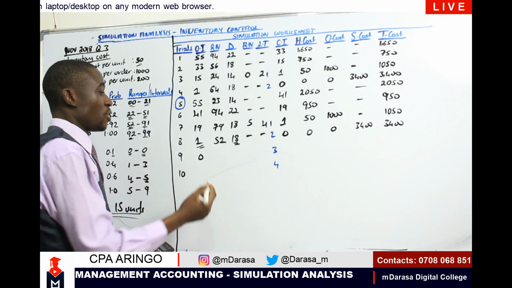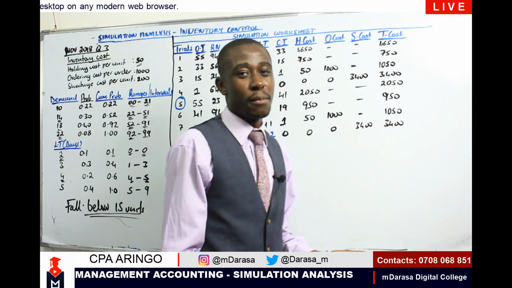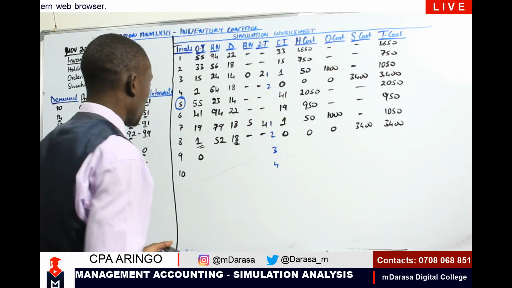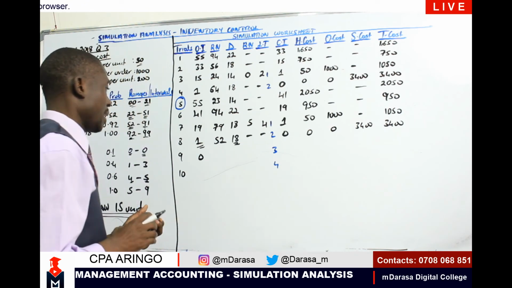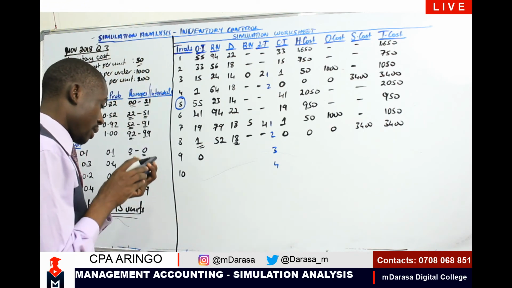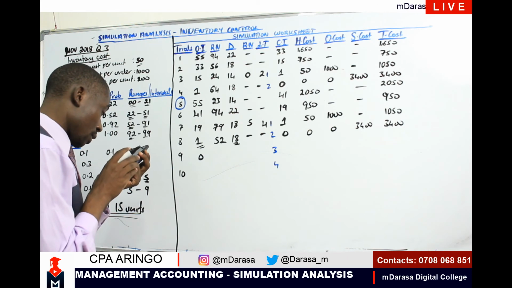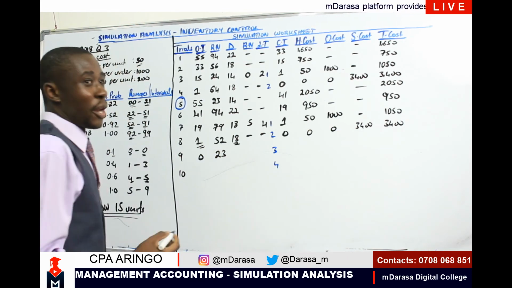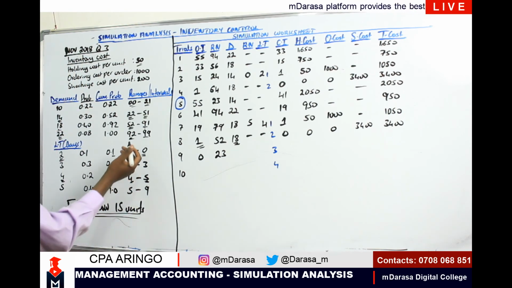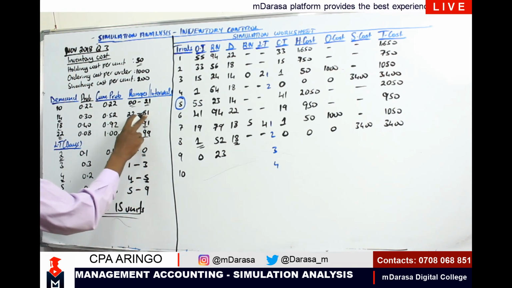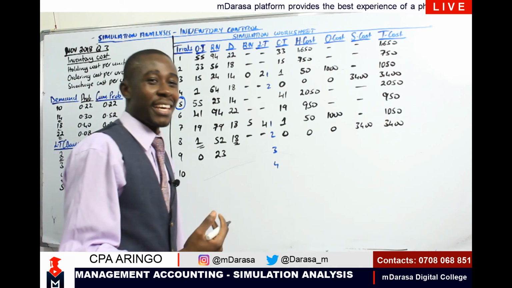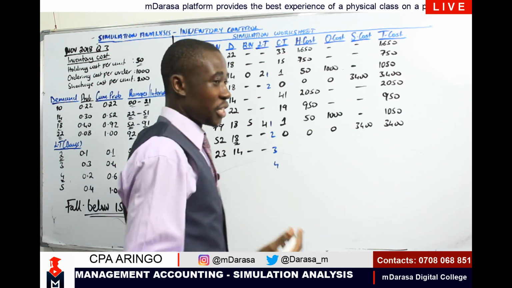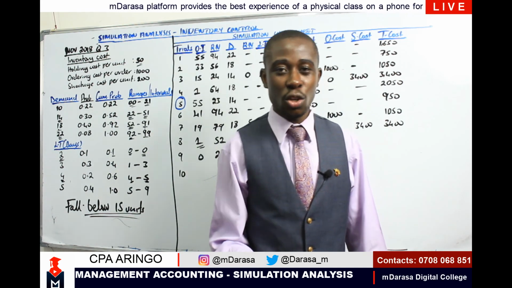Consider the next day. Day 9, we don't have anything in inventory. So what will be the random number after 52? We can clearly see my next random number is 23. Right? And where will 23 fall? I should be having it in between 22 and 51, to give us 14 units. But the question, my good student, is, do we have anything in store?